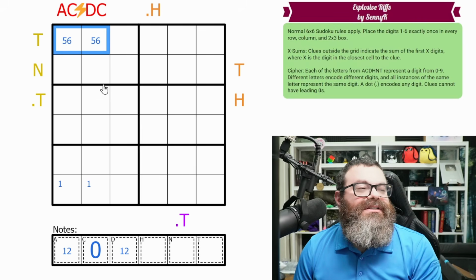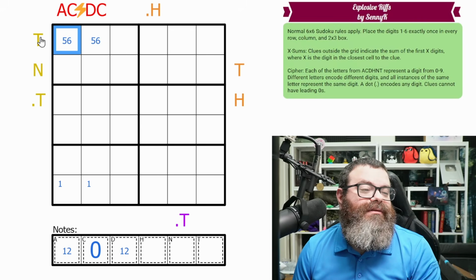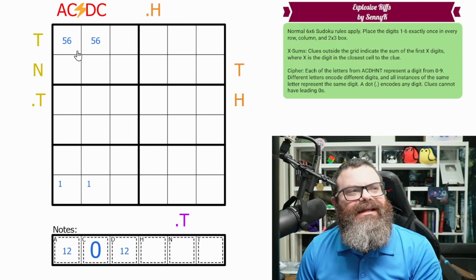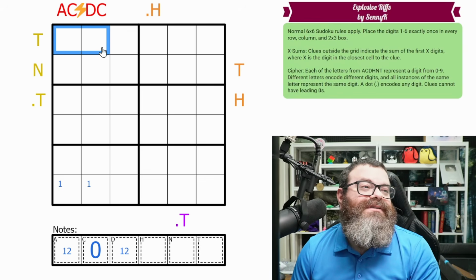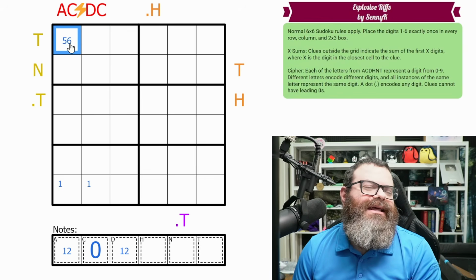But this is a 5-6 pair then. All right, so this T here, this is certainly not a 6, because then the T clue would be 21. But if it was a 5, that seems... Oh, no, sorry, it's not a 5-6 pair. One of these is 5-6. I can tell you it's not this one. Okay, that's the important bit.